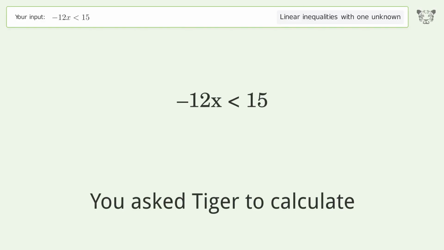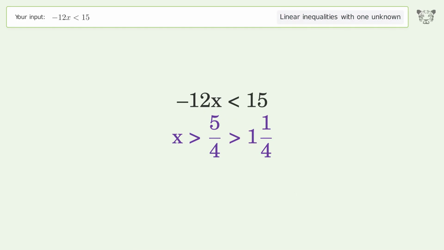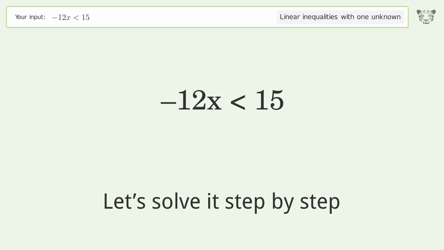You ask Tiger to calculate. This deals with linear inequalities with one unknown. The final result is x greater than -5/4 greater than -11/4. Let's solve it step by step.